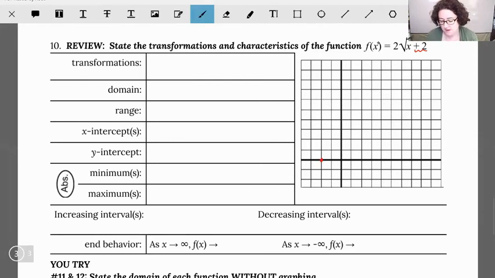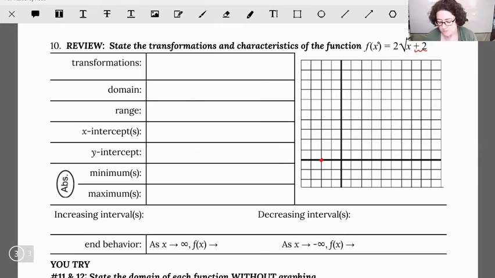And then the only thing to deal with now is the 2 that's out in front in the A position. So because that's not negative, I know I don't have to flip or do anything with a graph like that, but I do need to have a vertical dilation of 2. So every y value is going to get stretched out twice as far from the x-axis as we would normally expect.